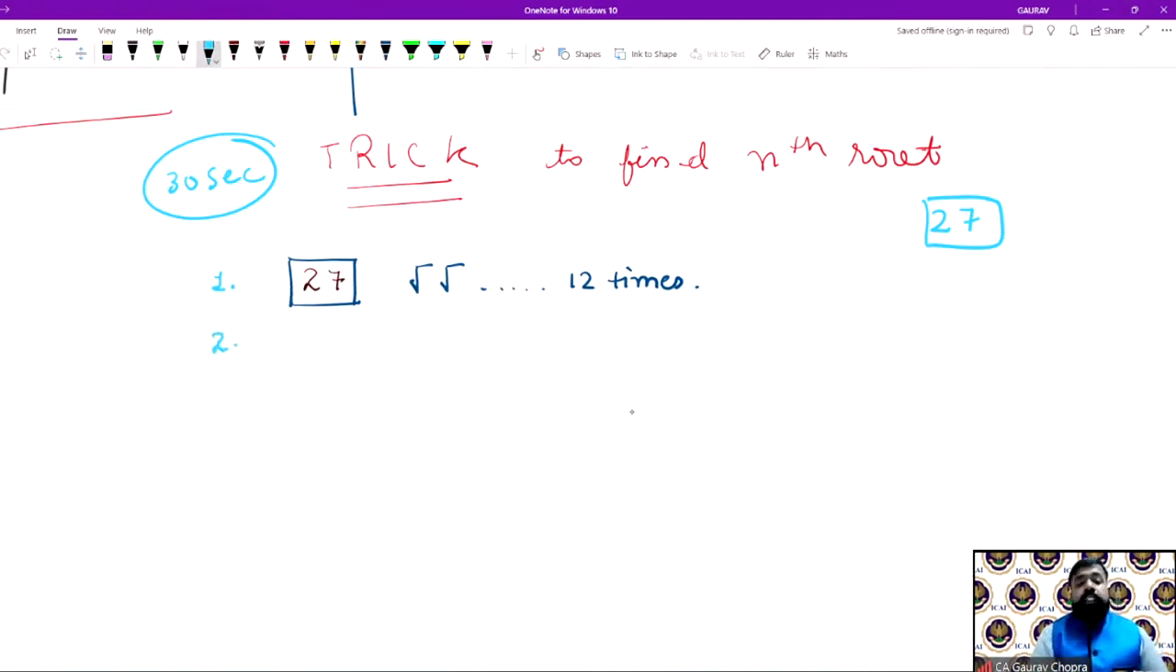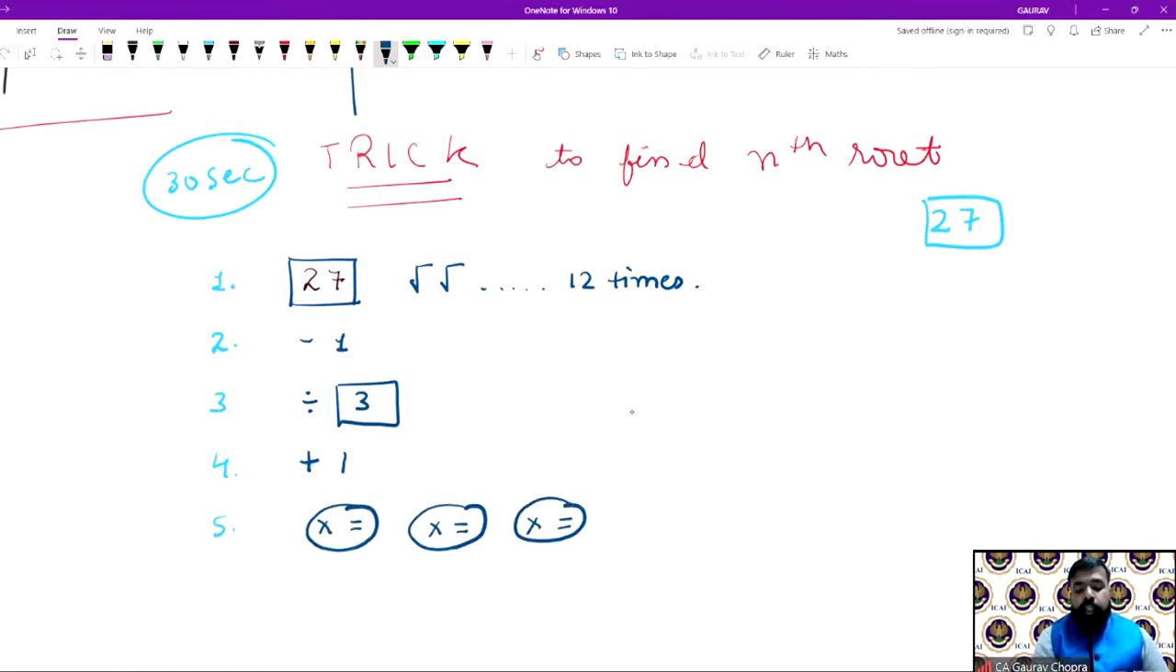Now, second step. In the second step, what we have to do? Subtract 1. You have to do minus 1. Okay. Then comes the third step. After doing this, we have to divide. If you want to find cube root, divide with 3. Fourth step is adding 1. So add 1 plus 1. And now the last step, do it very carefully. Press multiply equal to. This is one time. Again multiply, again equal to, second time. Again multiply, again equal to, third time. So we have to repeat this process overall 12 times. So overall 12 times we have to do multiply and equal to. After doing these 5 steps, the result will be on the screen.